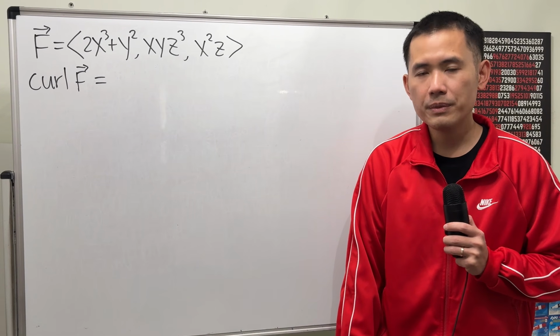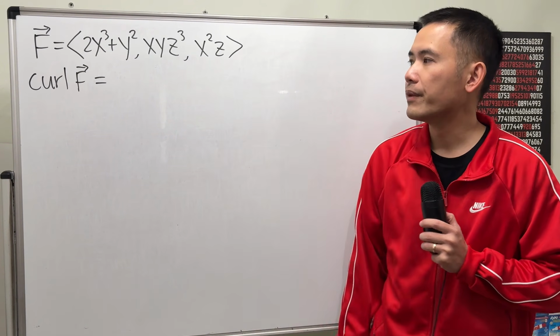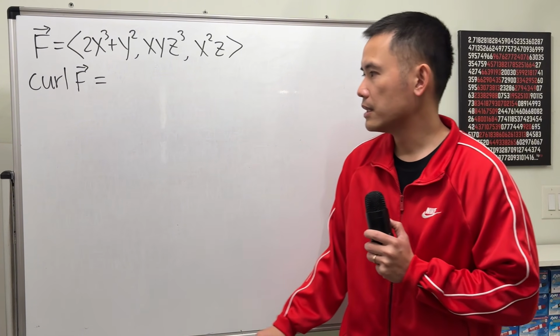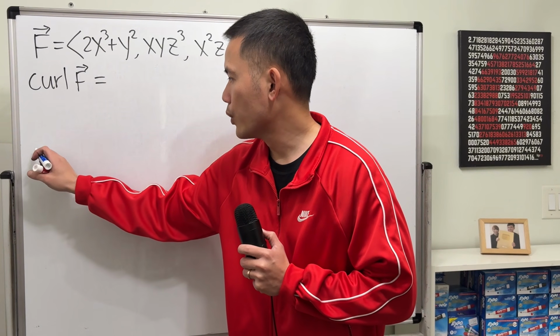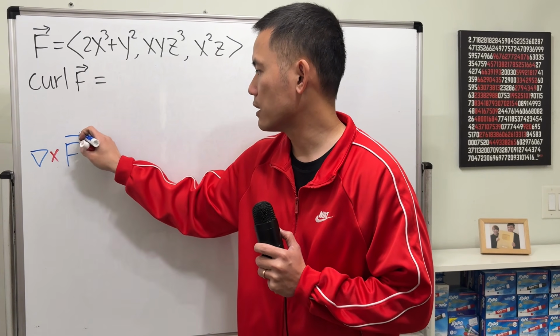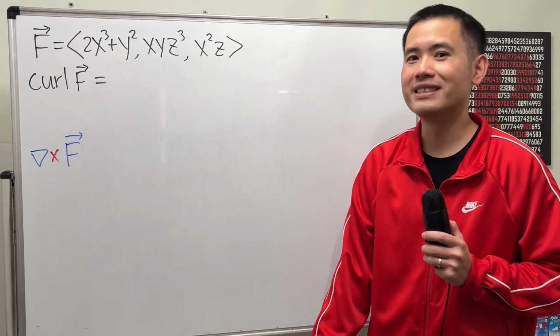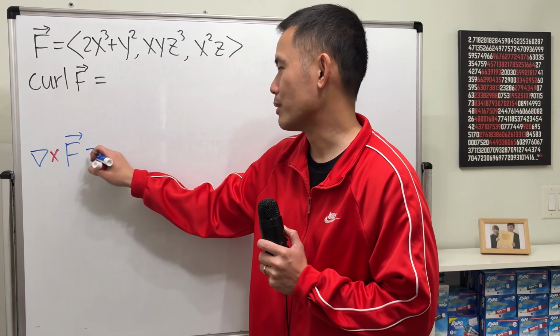In this video, I'll show you how to find the curl and the divergence of the vector field F here. Let's do the curl first. So by definition, we will do the del and the cross product with our vector field F. Remember, curl and cross product, they both start with a C. So that's how I like to remember it.